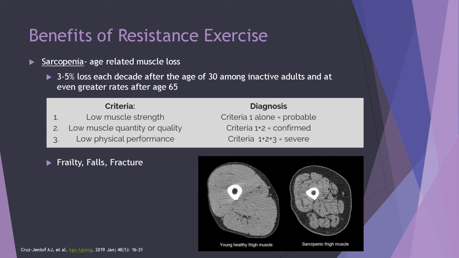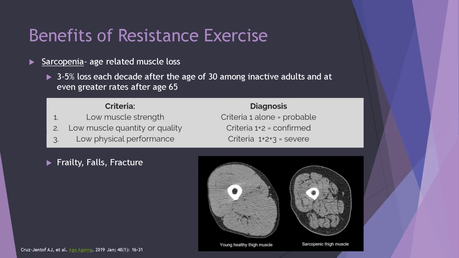The black actually depicts fat. So you can see that fat is infiltrating the muscle tissue itself, and we're seeing a lot more fat under the surface of the skin. So if you're losing your strength and your muscle quality, your physical performance is obviously going to be affected.